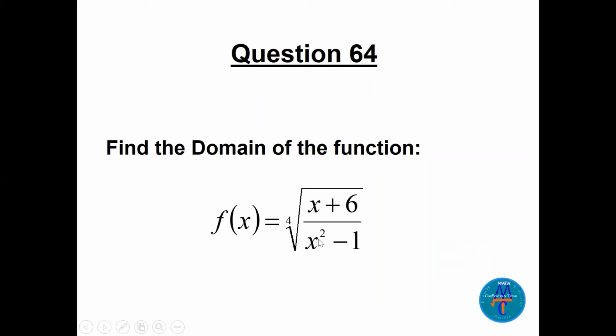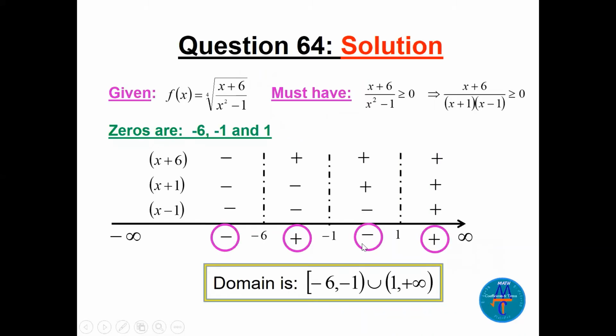That means we have to make sure all these numbers inside are positive. So the number should be positive. So we take (x + 6) divided by (x² − 1), all greater than or equal to 0. Factor it: (x − 1)(x + 1). So the zeros are −6, 1, and −1.